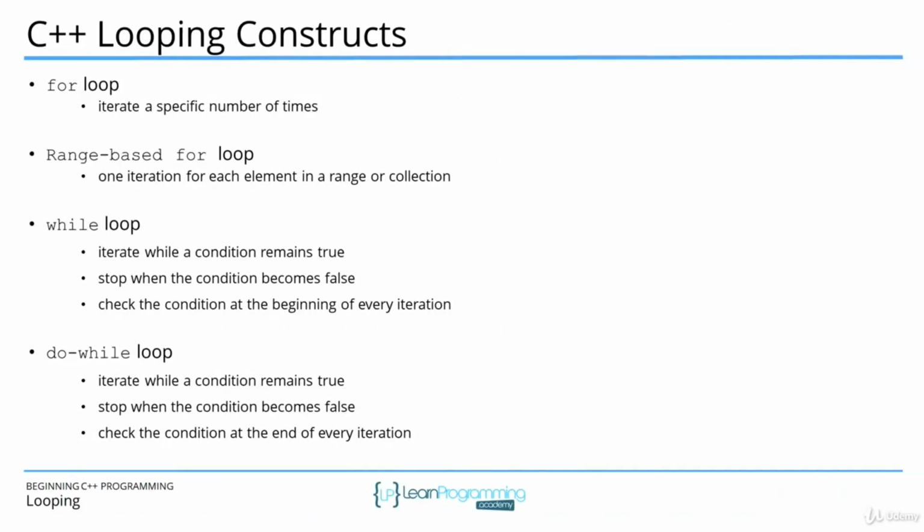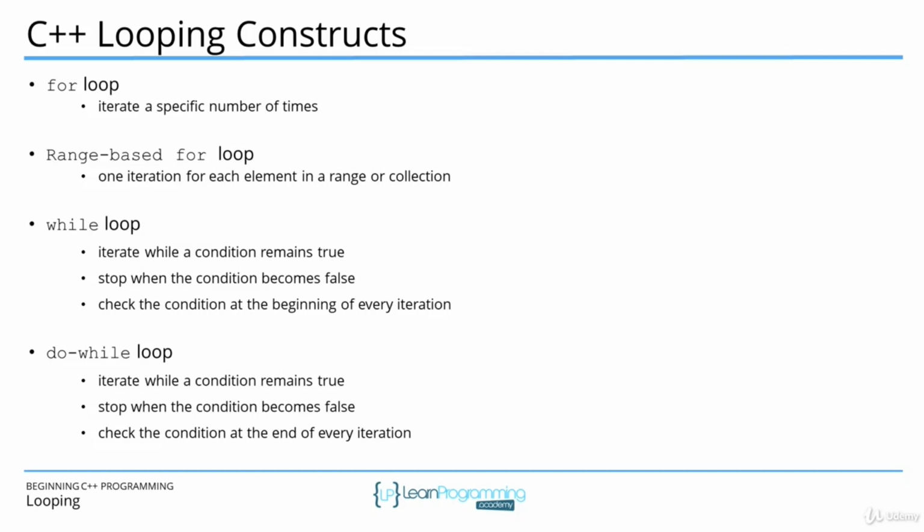C++ has three main looping structures: the for loop, the while loop, and the do while loop. The for loop has a range-based variant, which is really great. First, let's talk about the for loop. The for loop is typically used when you want to iterate a specific number of times. For example, you want to loop 10 times or n times, where n is determined by the program. The range-based for loop makes it really easy to iterate through a range of items or through the elements of a collection. With arrays, vectors, and other collections, this is a great loop to use.